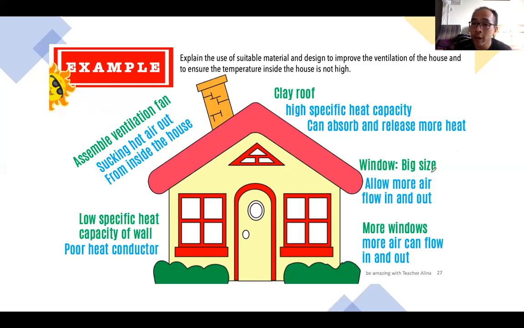You want to have more windows. The more windows your house has, then it allows more air to flow in and flow out.